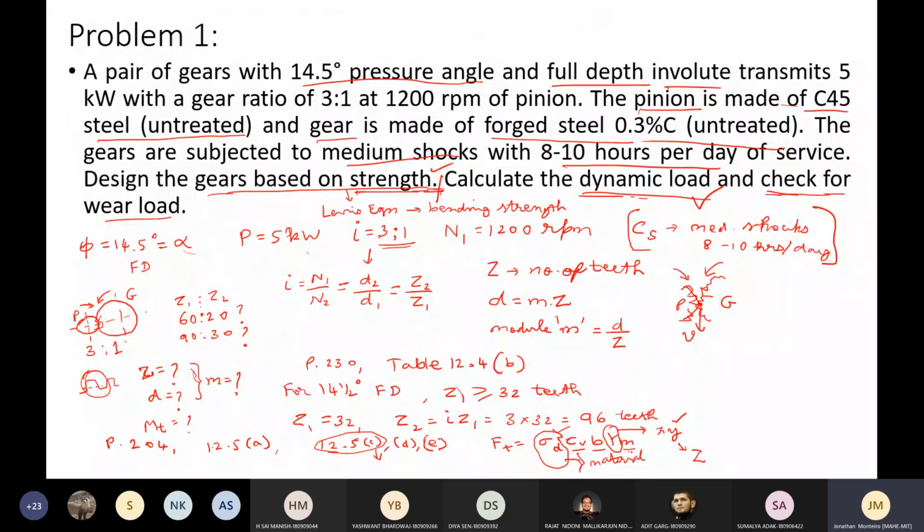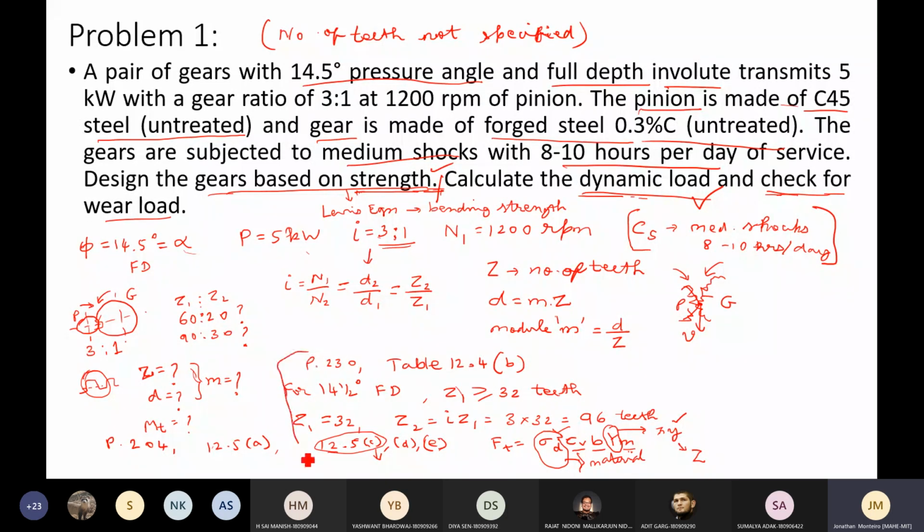In this particular problem, the number of teeth was not specified. This is one type of problem we are solving due to time constraint. The number of teeth is not specified, and also the diameter was not specified. So what happened with this kind of problem? We chose the number of teeth based on the table.